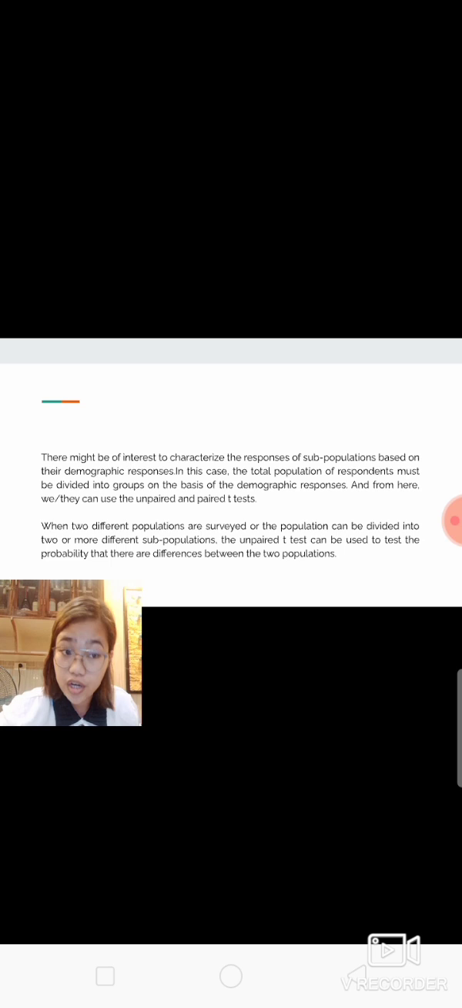As I have mentioned earlier, the unpaired t-test will be used when you want to determine the difference between two unrelated groups, and the paired t-test is used when you are interested in knowing the difference of two variables for the same subject. When two different populations are surveyed, or the population can be divided into two or more different subpopulations, the unpaired t-test can be used to test the probability that there are differences between two populations.